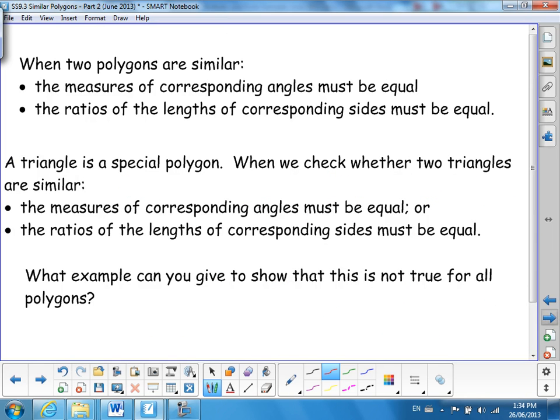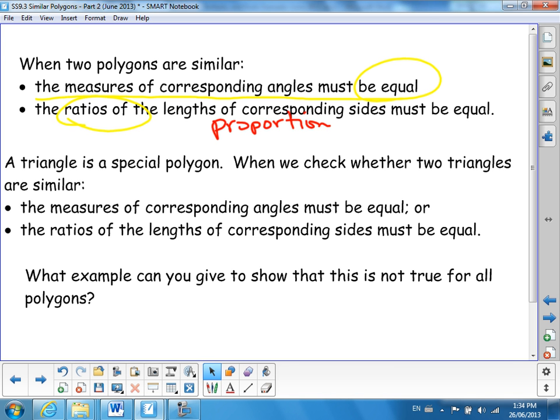Okay, so what our rule actually says is that when we have two polygons that are similar, the measures of the corresponding angles have to be equal, and the ratios of the corresponding sides have to be equal, or what we said before, in proportion, so the same scale factor.